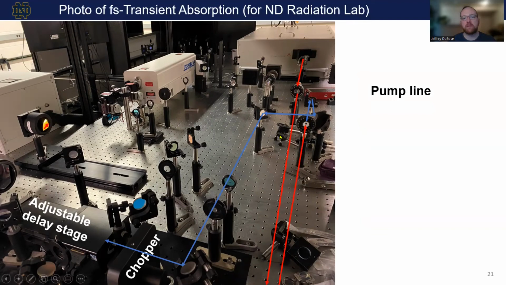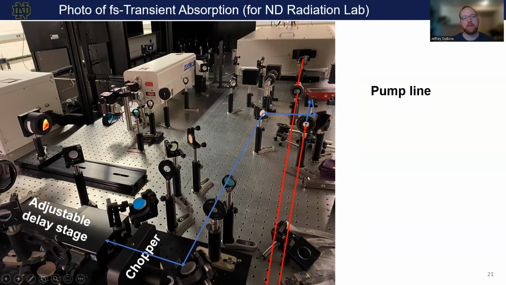So it's going to go through here. It's going to hit this mirror, this mirror, this mirror. It's going to pass through a color filter that passes the 400 nanometer light, but hopefully absorbs any residual 800 nanometer light. It's going to go through here and hit this mirror, and now we're back on this breadboard where a lot of the interesting things happen. And it's going to go through what we call the chopper in this case.